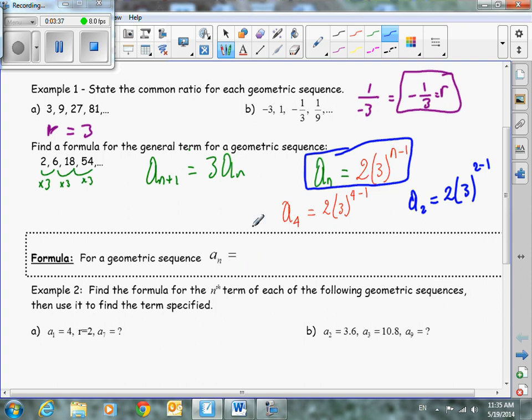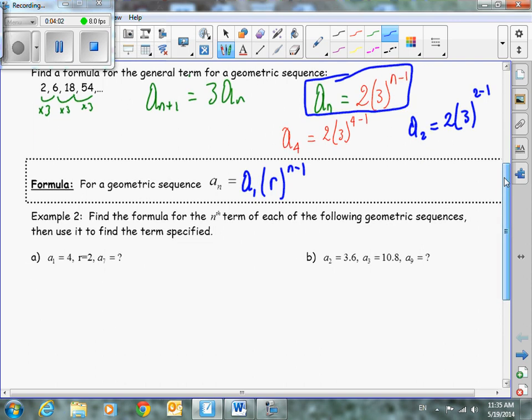What does 2 represent for this formula? For the A1? A1. Perfect. A1 times r to the power of n minus 1. This is general. I believe you will get this formula also on quizzes and tests. In pre-calculus, you do not get the formula. By then, we expect you to know it.